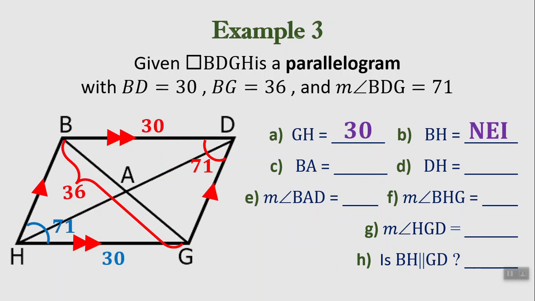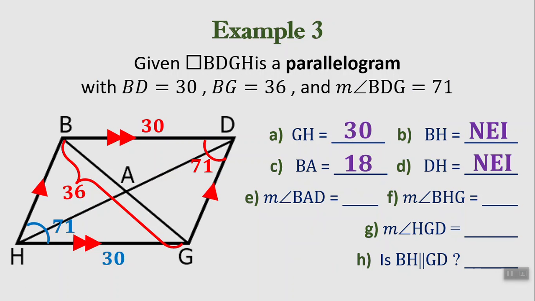Now it's asking about the length of BA. This is a parallelogram, and we know that the diagonals of a parallelogram bisect one another. Therefore, we need to take the length of 36 and cut it in half, and we know that BA is actually going to be 18. Now it's asking about DH. DH is the other diagonal. However, the diagonals of a parallelogram are not necessarily the same length. So we don't have enough information to know that, so we're going to write not enough information.